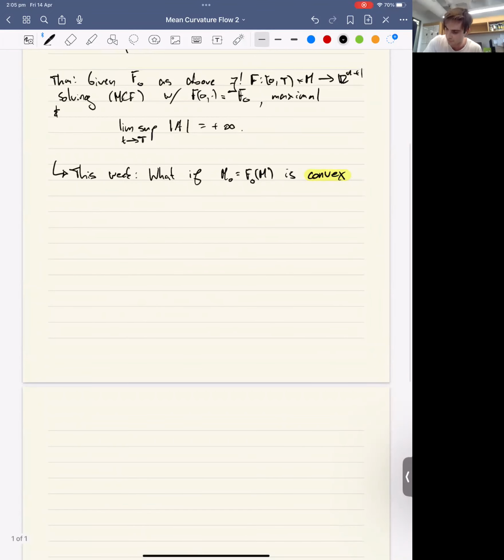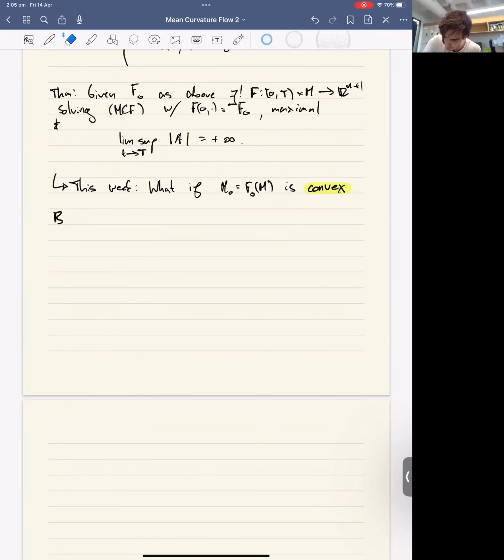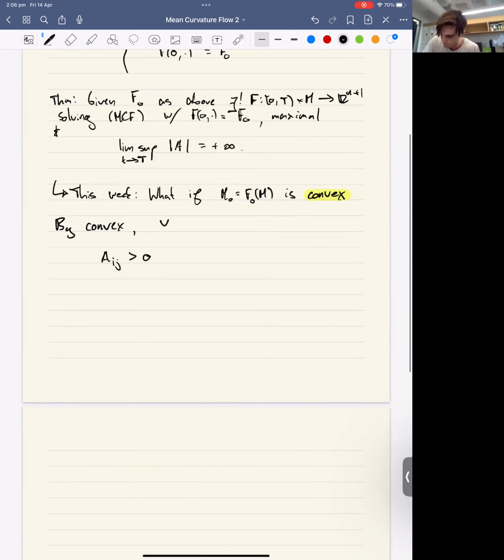I'll get into that and I'll draw a picture in just a second. First, let's say convex. By convex, I mean A_ij is positive definite at each point. So maybe I should have said for all x in M_0, my second fundamental form is positive definite. If I take my principal curvatures, ordered lambda_1 up to lambda_n, at a point x in M_0, I could also phrase this as each one of these being positive.